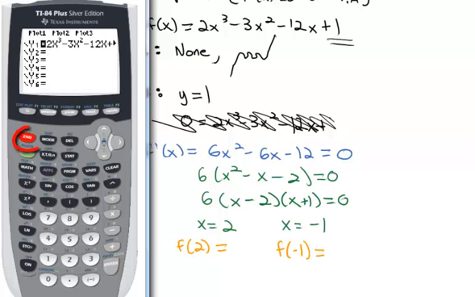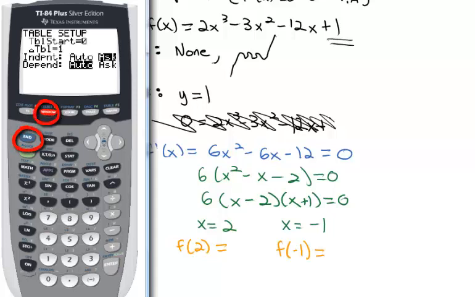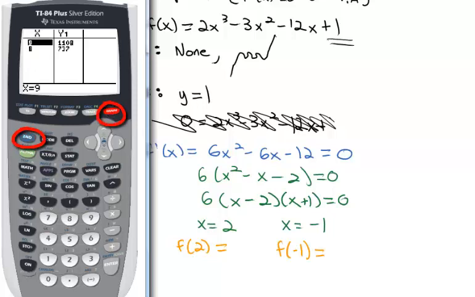So we'll hit second table set and make sure after the independent variable ask is highlighted. If ask is not highlighted, scroll over to it and hit enter, and that'll highlight ask. And once we know that's highlighted, we can hit second table and type in the values for x we want the calculator to tell us. We're interested in 2, enter, and negative 1, enter.